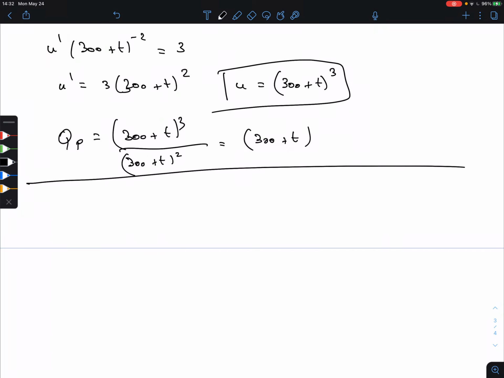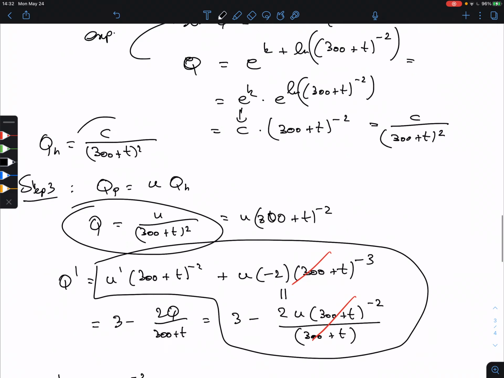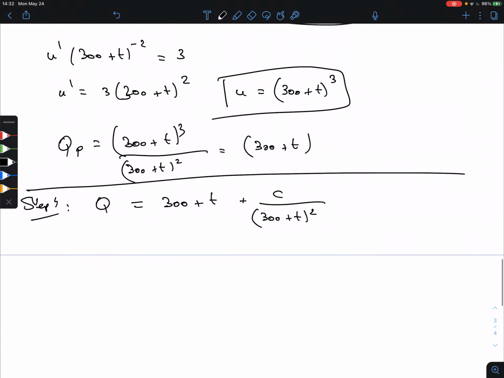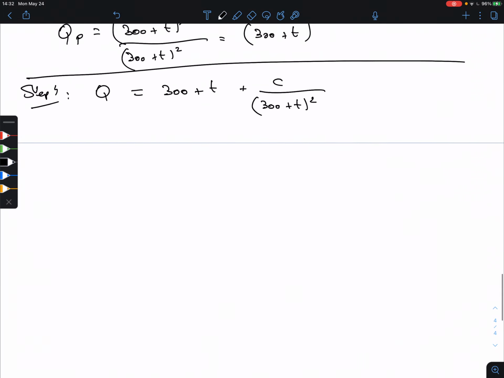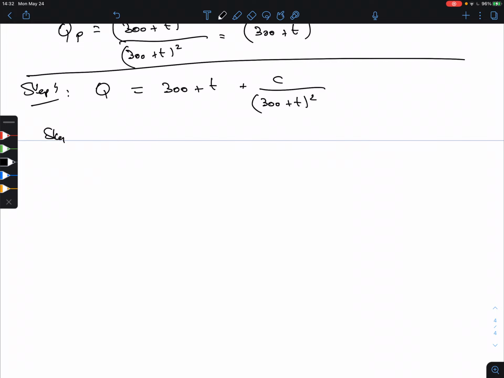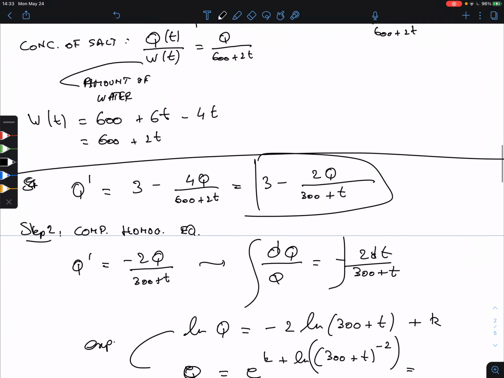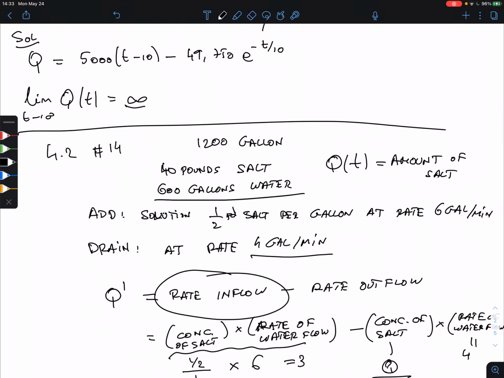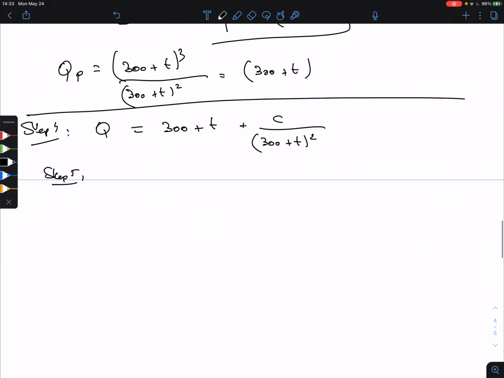Okay, so the general solution, step 4, I guess I have now. The general solution is you take this particular solution, 300 plus t, and add the general homogeneous solution, plus c over (300 plus t) squared. Is it squared? Yes. Okay. Now we need to find c here. The initial condition was what we do. At the start, we had 600 gallons of water. So t, if t is 0.